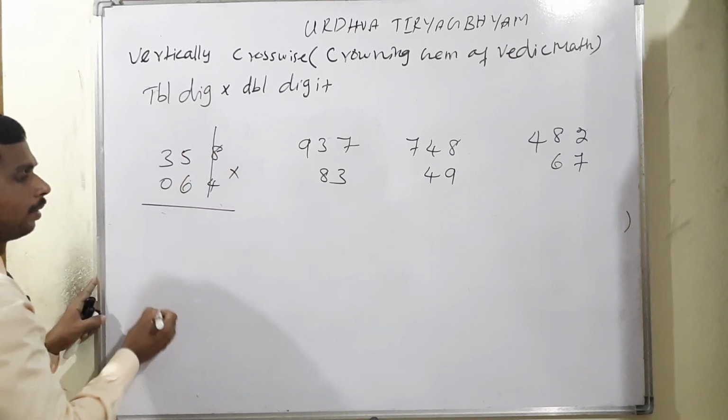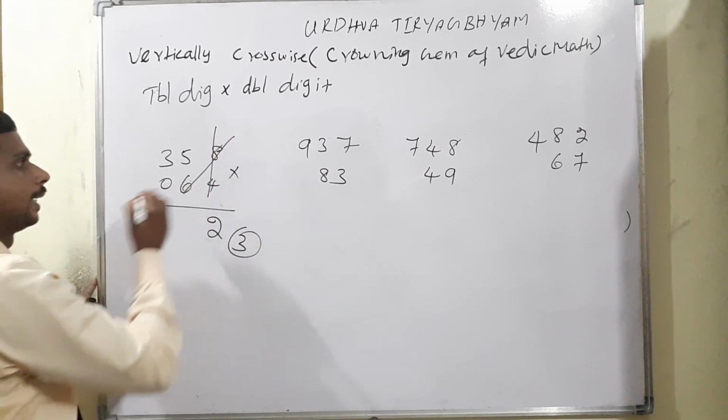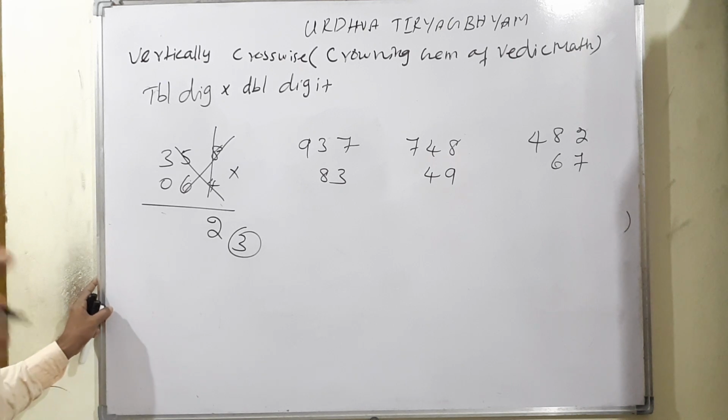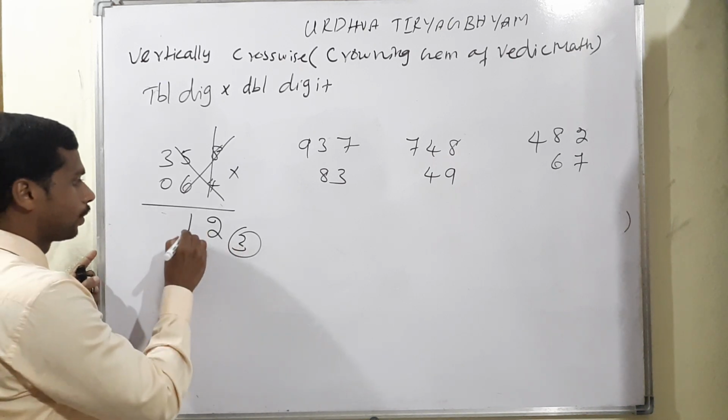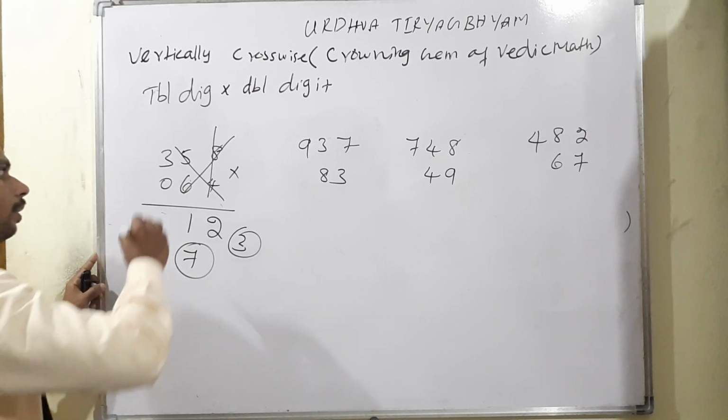First, 8 4s are 32. 32 means 2, carry will be 3. 6 8s are 48. 5 4s are 20. 48 plus 20 is equal to 68. 68 plus 3 is equal to 71. Carry will be 7. Next step, listen very carefully.